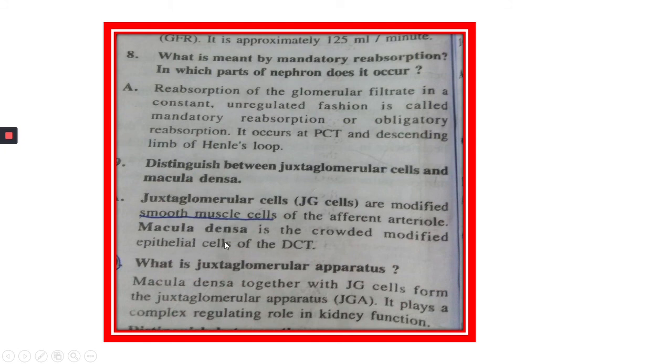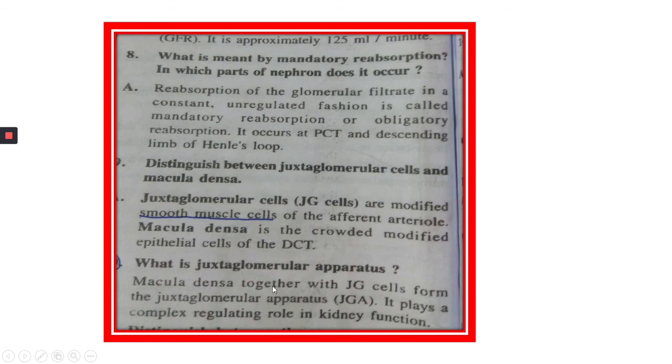Next one, 8th, 9th, 10th. This is the 10th one. What is juxtaglomerular apparatus? It was also asked in previous IP exams. Macula densa together with JG cells form a juxtaglomerular apparatus. These are the JG cells, and this is the macula densa. These two together form a juxtaglomerular apparatus.